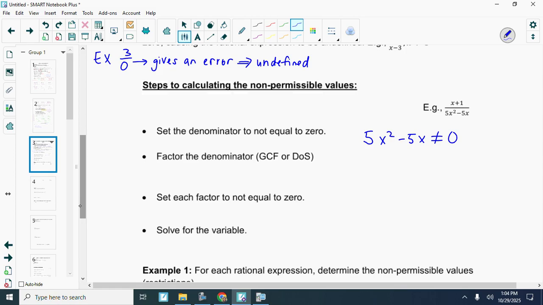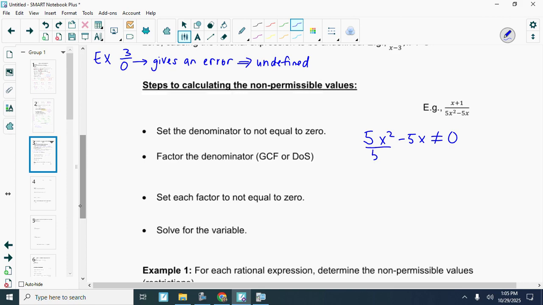Okay, so this is our restriction. Now we just need to factor it, right? We just want to clean it up. We're going to use greatest common factor, and DOS just stands for difference of squares. Depending on the question, you're going to look for greatest common factor first and then see if there's a difference of squares.